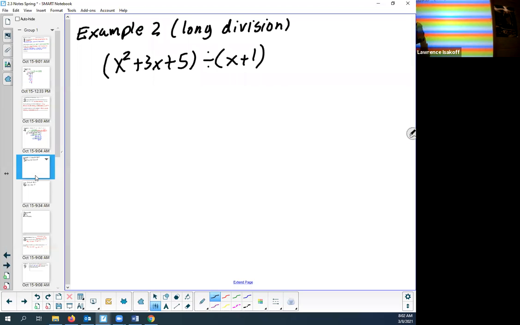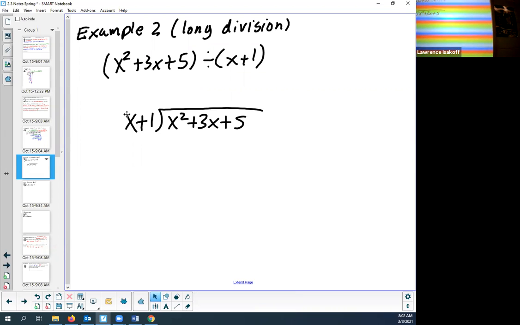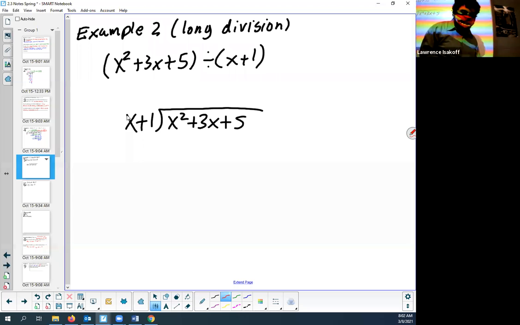So x plus 1 goes on the outside. x squared plus 3x plus 5. Now this conveniently does not miss any terms, so I don't have to worry about my zeros. Okay. Let's see here. Red, green, blue. Okay. What do I have to multiply x by to get to x squared?